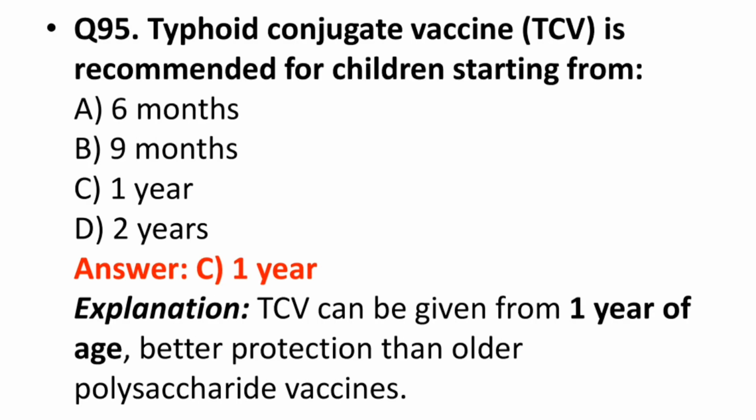Typhoid conjugate vaccine is recommended for children starting from option A, 6 months. Option B, 9 months. Option C, 1 year. Option D, 2 years. The correct answer is option C, 1 year. Typhoid conjugate vaccine can be given from 1 year of age, with better protection than older polysaccharide vaccines.